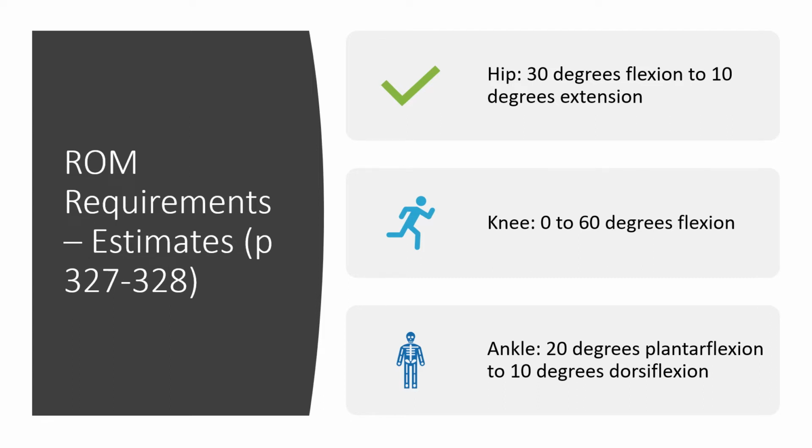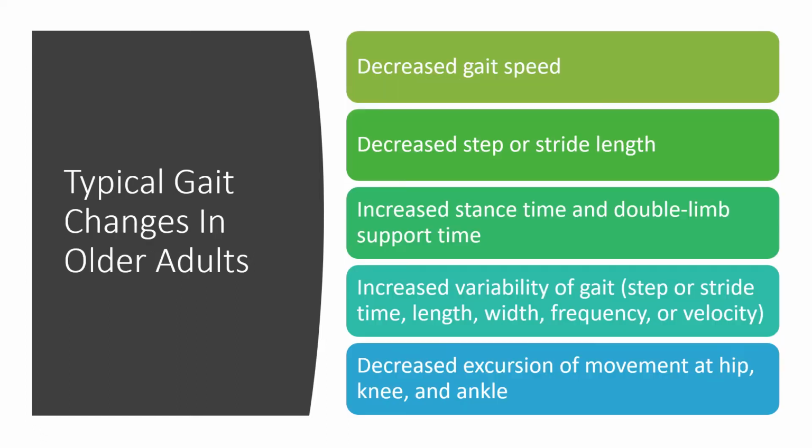And the first is the knee joint specifically. We need to make sure that the patient has at least 30 degrees of hip flexion as well as 10 degrees of hip extension to maintain a normal gait. With the knee, they have to be able to have 0 degrees to 60 degrees of knee flexion. And with the ankle, we want to go from 20 degrees of plantar flexion to 10 degrees of dorsiflexion for proper gait.